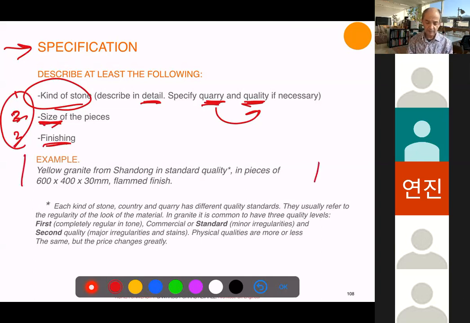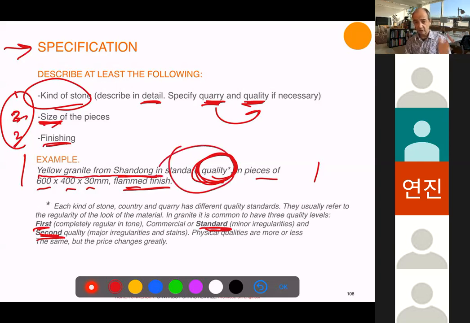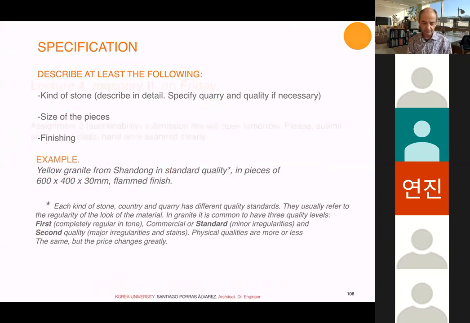It's an example, very simple. Yellow granite from Shandong. This comes from China in standard quality, in pieces of 600, 400, 300, and flamed finished. So with this, we know which kind of stone we're going to use. And I annotated quality because quarries and countries have different ways of addressing the quality, but usually it's the first quality, standard quality, second quality, right? Standard quality, you have some irregularities. Remember, the stones are natural materials, they have variations. So just selling yellow granite from Shandong, you don't say the quality, you may get many surprises. So careful with the quality specification.